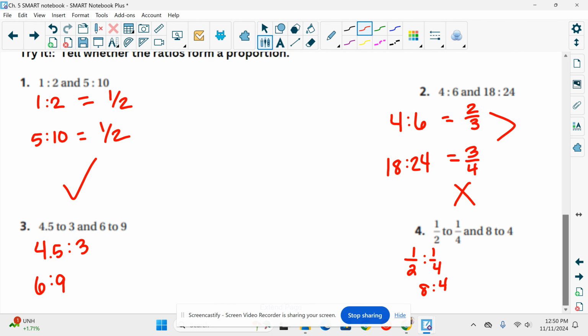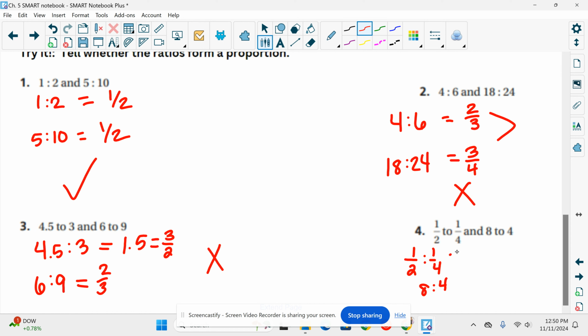What was the value of 4.5 to 3? What was the value of 6 to 9? Okay, well, we might want them in either both fraction form or both decimal form. So if I change this to a fraction, it's 3 over 2. But are they proportional? No, not proportional.